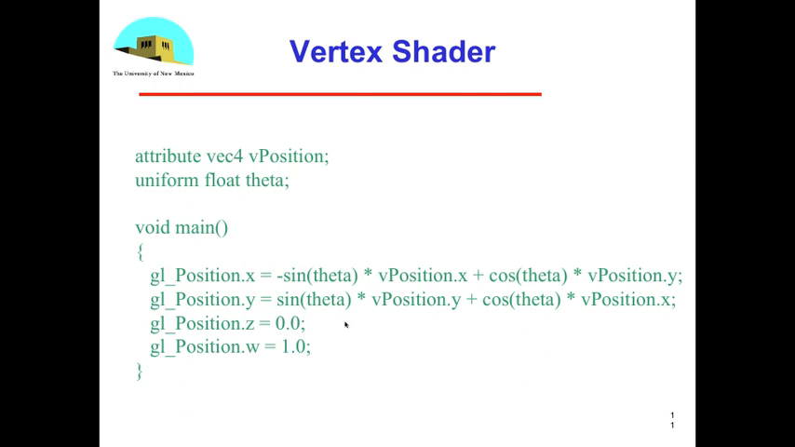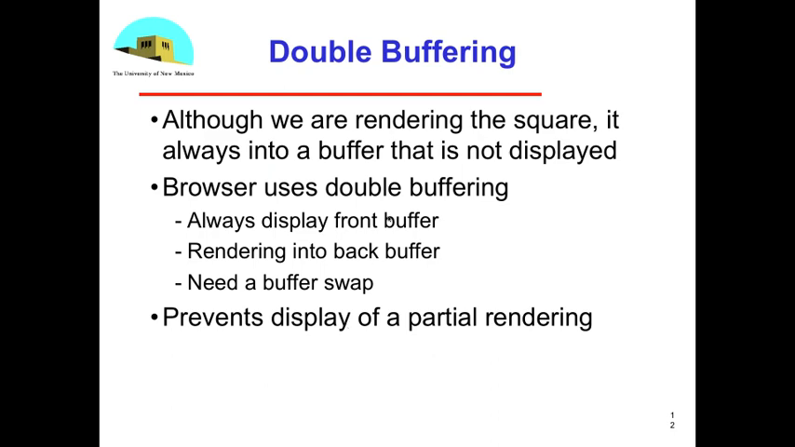Well, this won't quite work for the following reason. We are re-rendering the square. We're sending that data over and over again, and we're always running the vertex shader again. But the problem is all that information is going into a buffer which we don't see. It's not the color buffer that's being displayed. And the reason is that the browser is using a technique called double buffering, which used to be optional, but now it's absolutely standard because the memory to have 2 buffers now doesn't really cost you much.